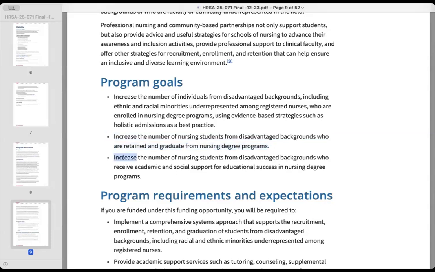And this next one, I am particularly vested in: increase the number of nursing students from disadvantaged backgrounds who receive academic and social support for educational success in nursing degree programs. So what the faculty program is trying to address is one bottleneck. This is starting more ground up. Once people are applying for a program, how do you make it possible for them to be admitted into and afford the program? How do you keep them through their journey? How do you support them on their journey?